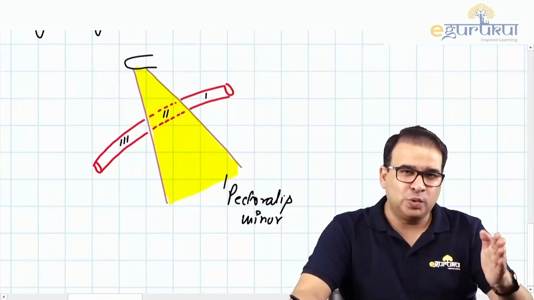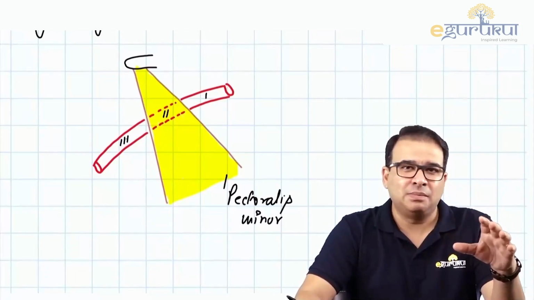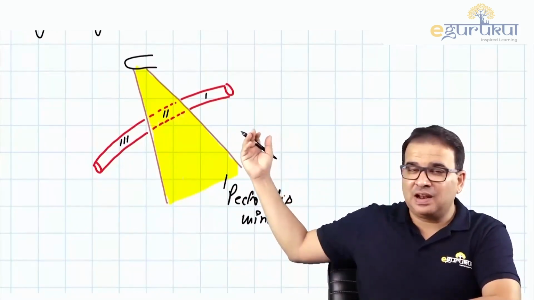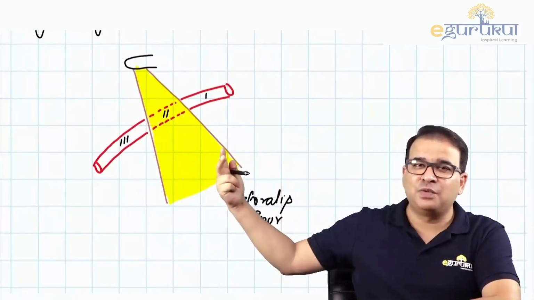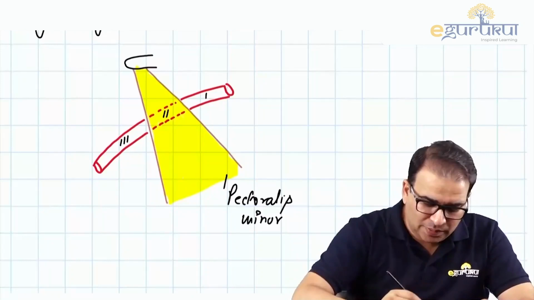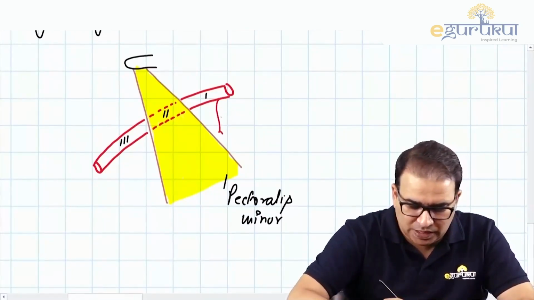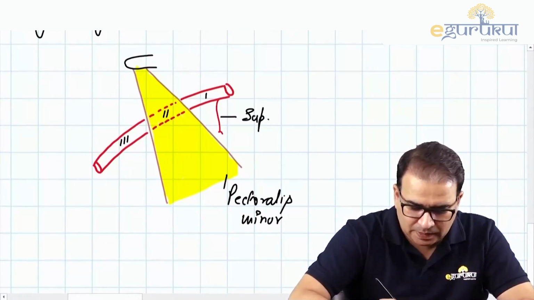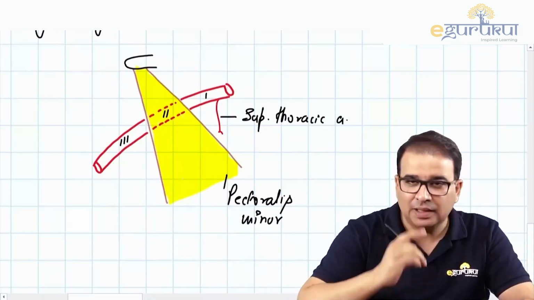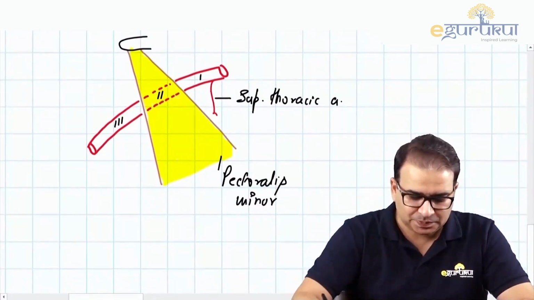So we got 1, 2 and 3 part, and the branches of axillary artery can also be easily remembered with the same 1, 2, 3 sequence only, because first part of axillary artery will give 1 branch, second part will give 2 branches, and third part will give 3 branches. So guys, the only branch coming from the first part of axillary artery is called the superior thoracic artery. That is the only branch coming from the first part of the axillary.